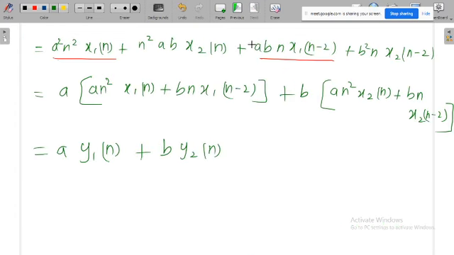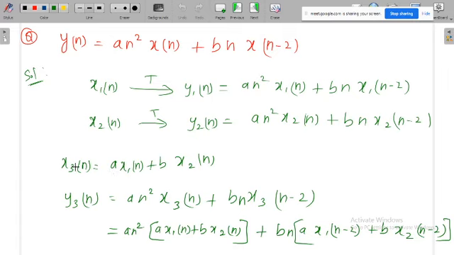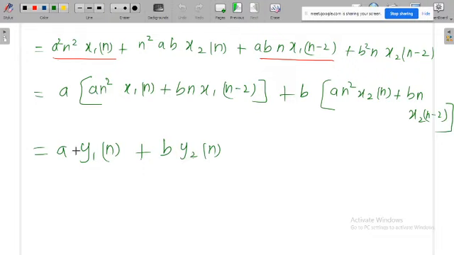So when I apply the linear combination of the input, I am applying the new input, but that new input is the linear combination of the existing input. Now I am getting some new output. That new output is the linear combination of the existing output. So if it follows this condition, then it is following the superposition principle. So this system is a linear system.